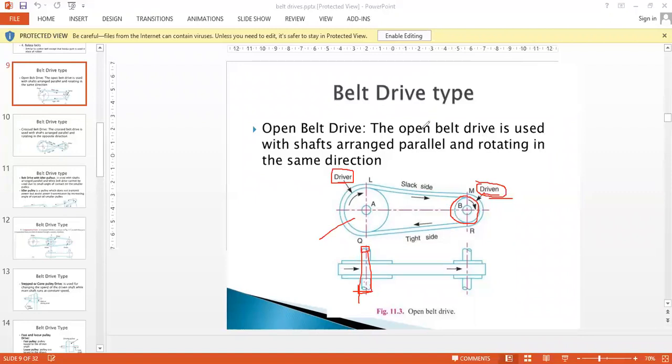So if at all you want to increase the speed onto the driven end, then what should happen is that onto the driving end, the pulley should be of a larger diameter, D1. At the driven end, the pulley should have a smaller diameter, D2. So now what will happen if this pulley, now let us assume that, okay, just a second.